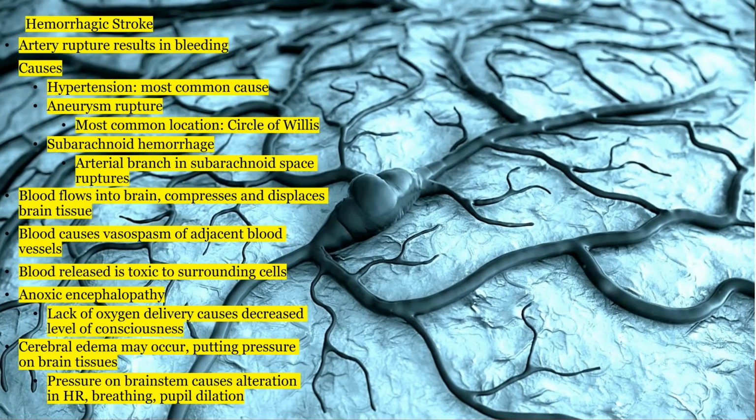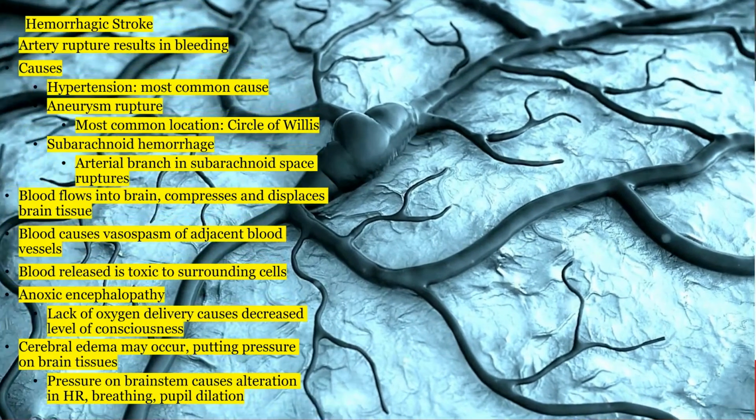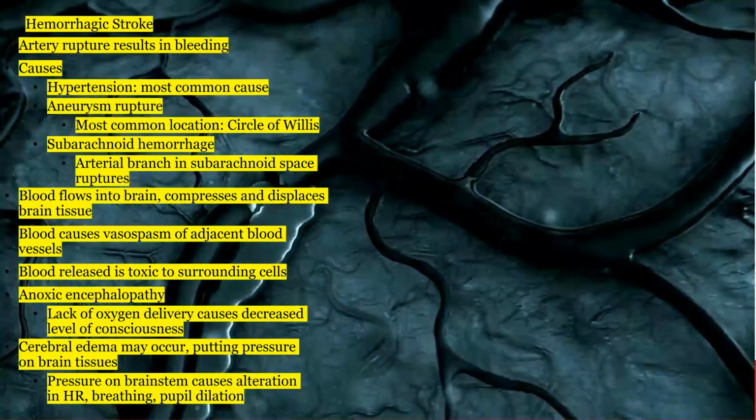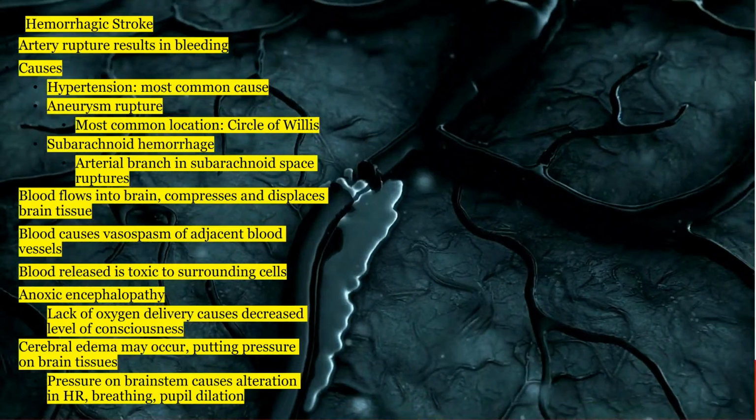Another type of stroke is hemorrhagic stroke. It occurs when a brain blood vessel ruptures. This usually occurs due to an aneurysm or severe arterial atherosclerosis that causes a weakened arterial wall. The blood vessel bleeding causes two key issues.